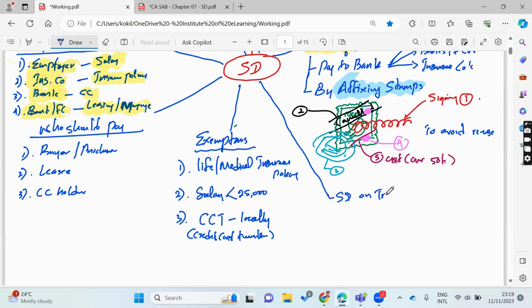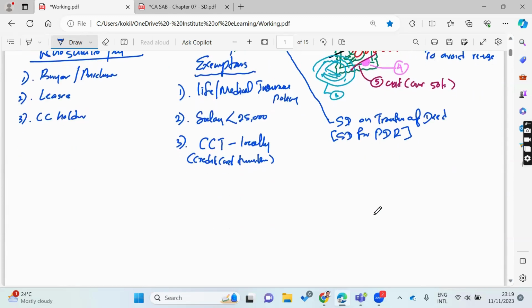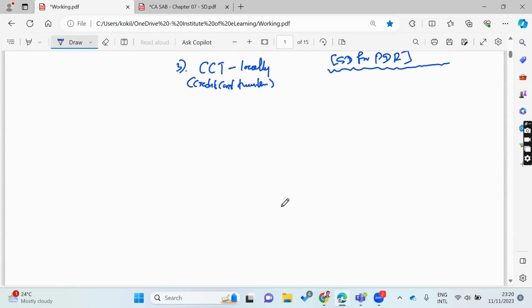stamp duty on transfer of deed is paid to the Provincial Department of Revenue, PDR. In other words, stamp duty for the Provincial Department of Revenue. Here we can divide very clearly: one method is transferring by way of gift, and the other is other than gift.